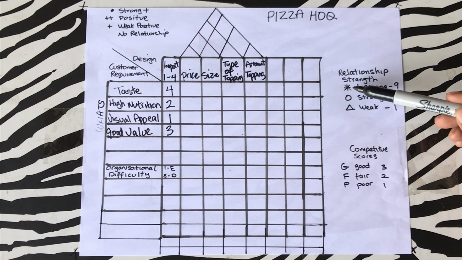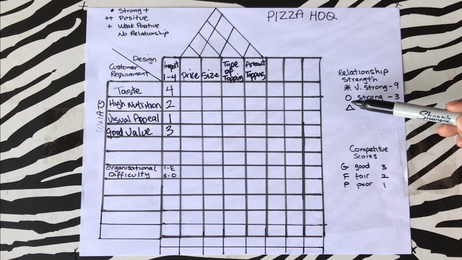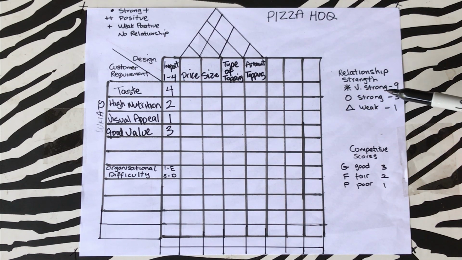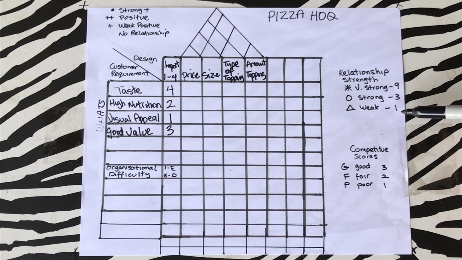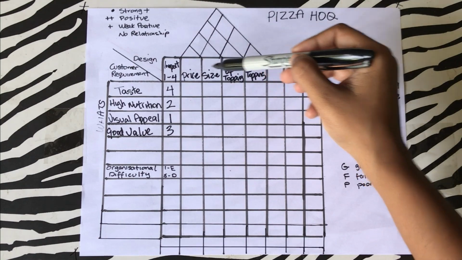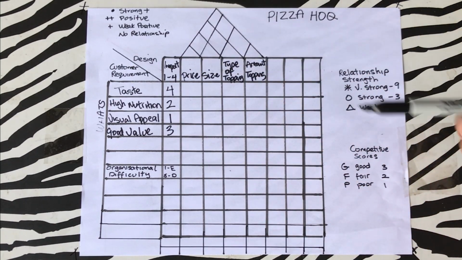So we use the star to demonstrate a very strong relationship. We use this circle to demonstrate a strong relationship and a triangle to demonstrate a weak relationship. And they all have values attached to them. So very strong is 9, strong is 3, and weak is 1. So all we're going to do is simply look at taste, high nutrition, visual appeal, and good value and see whether or not they are related to the design requirements at the top.